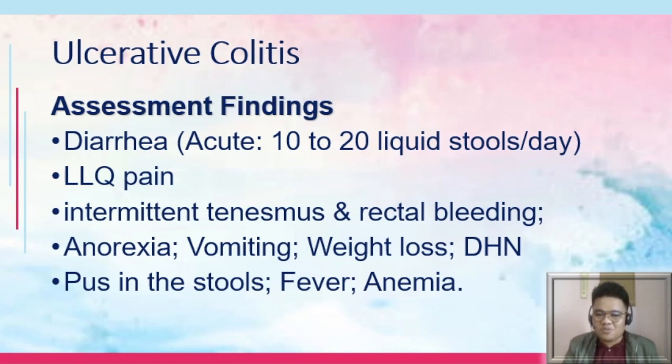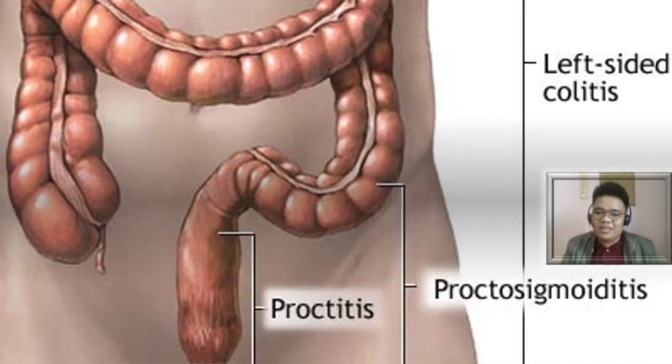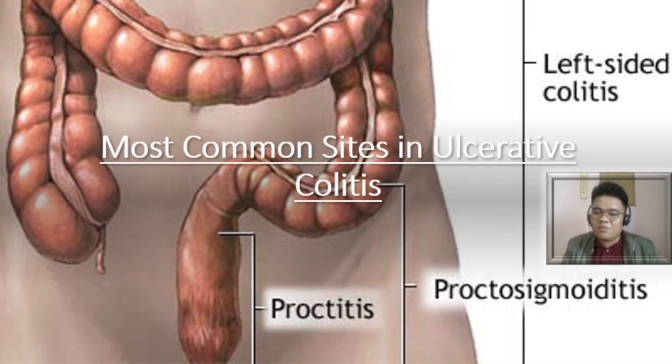So you know tenesmus. Tenesmus is occurring in your rectum. So you know that it's related to colitis already. Then anorexia, vomiting, weight loss, and dehydration are all because of the dehydration brought about by diarrhea. Then there will be presence of pus in the stool, fever, and anemia. Then, if you would look at this, these are the most common sites of ulcerative colitis. So you have your proctitis here, and then you also have your proctosigmoiditis.